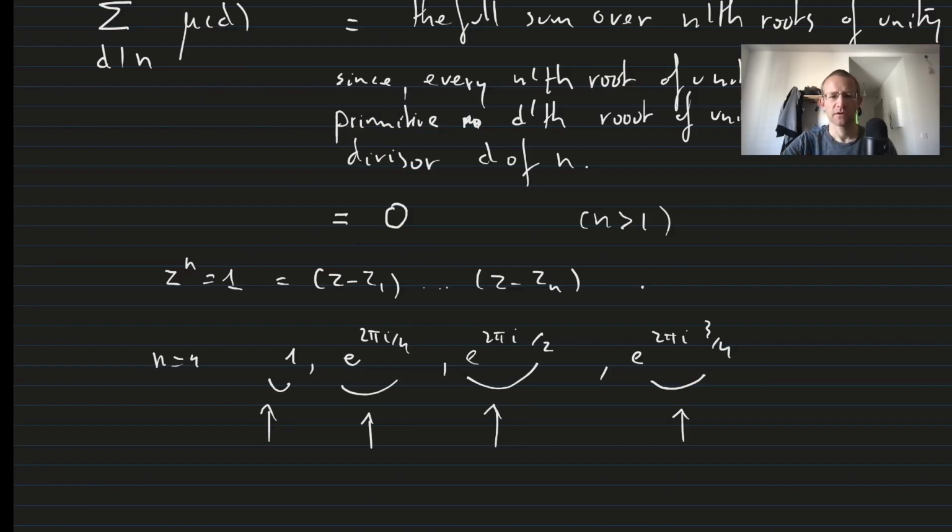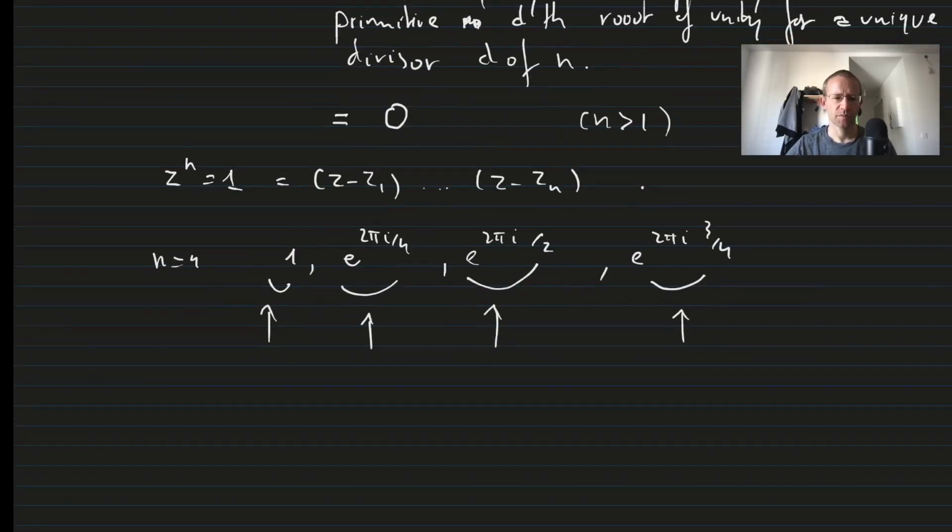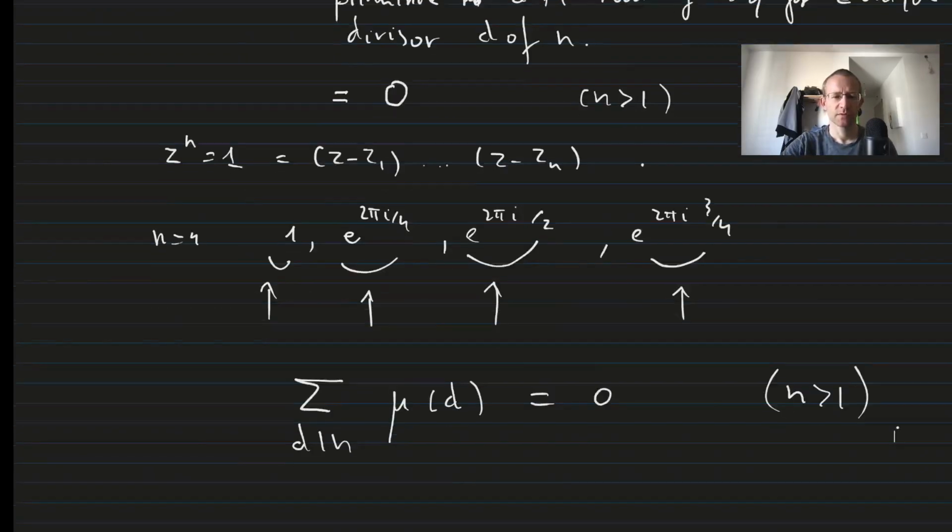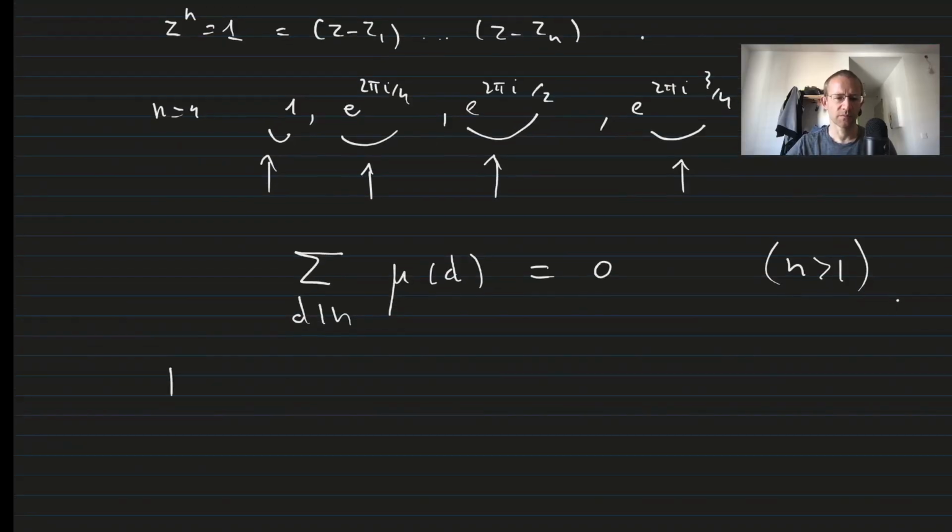So these are three proofs of the property of the Möbius function that the sum over the divisors d of n of mu of d is equal to 0 for n bigger than 1. This property will be useful in Möbius inversion, as well as Dirichlet convolution. And those are useful in arithmetic computations.